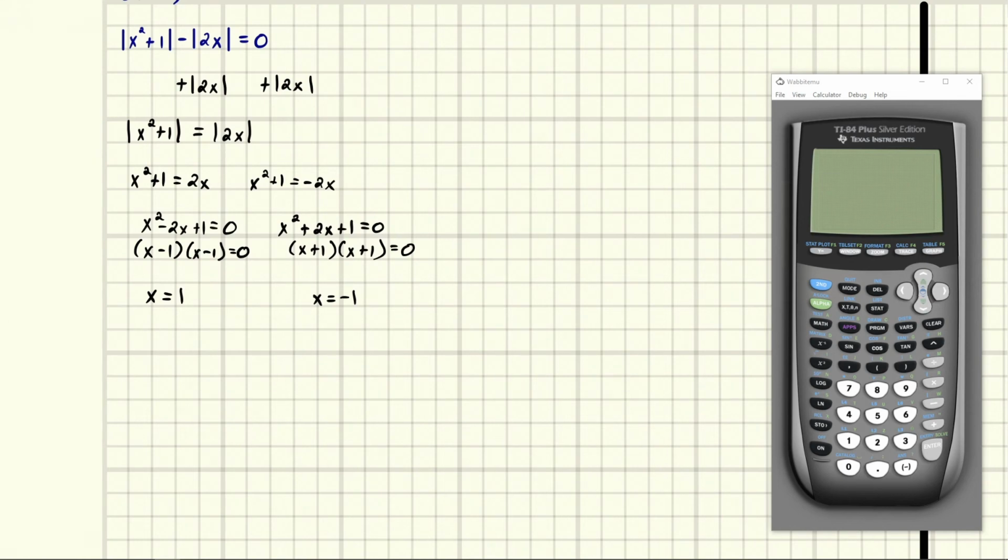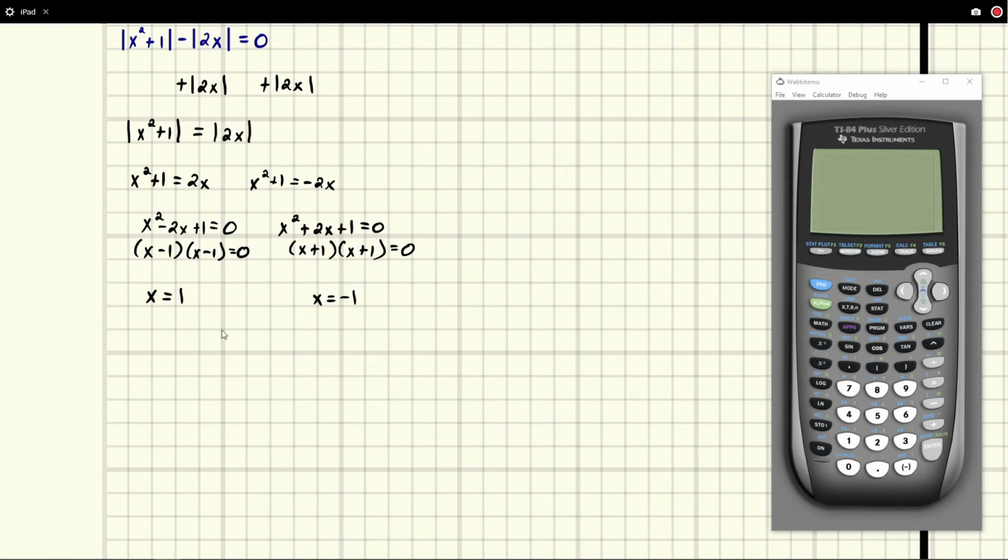And we can go ahead and check these values. And they're really nice numbers. They're 1, so it shouldn't be too difficult to do. So if we plug it in, we get 1, and 1 squared is 1, so that is going to be 2. And then 1 times 2 is 2. 2 minus 2 is 0. So that checks out. And on this other one, we have negative 1. Negative 1 squared is 1, plus 1 is 2. And negative 1 times 2 is negative 2, but the absolute value is still 2. 2 minus 2 is 0.